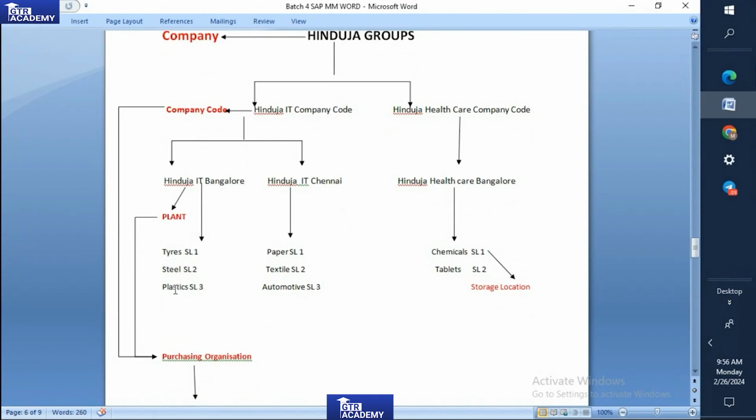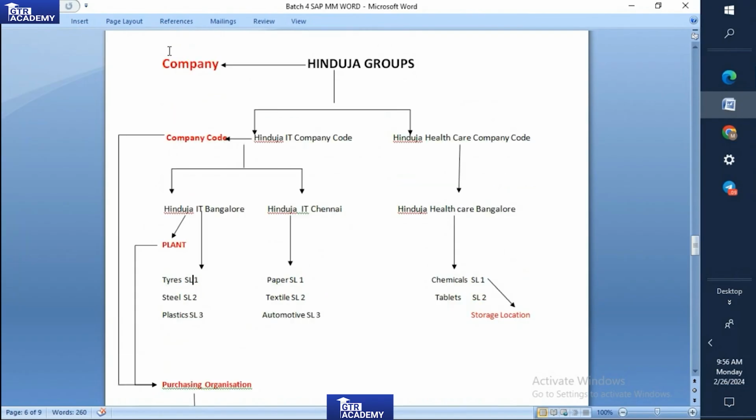These are the different types of storage. Just for understanding purposes, I have given only 2-3 examples here. In real time, it completely depends on the business. So you understood till now: company code, plant, and then storage location. Does anybody have any doubt? No.